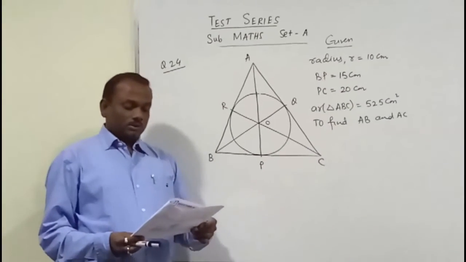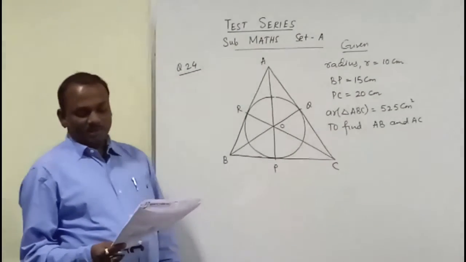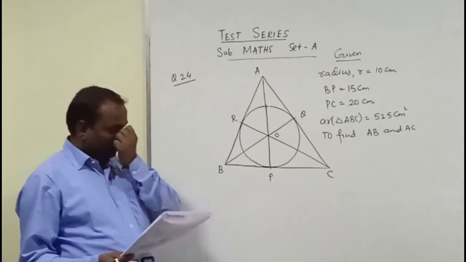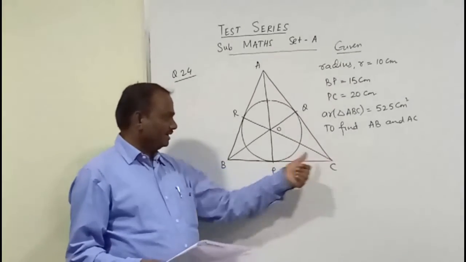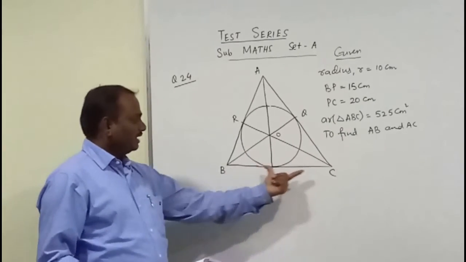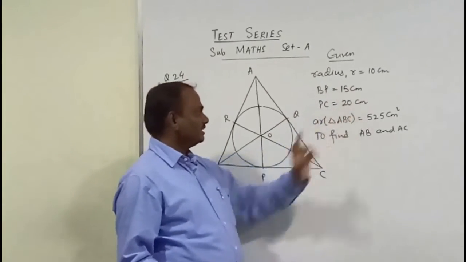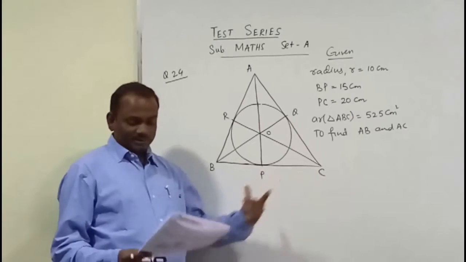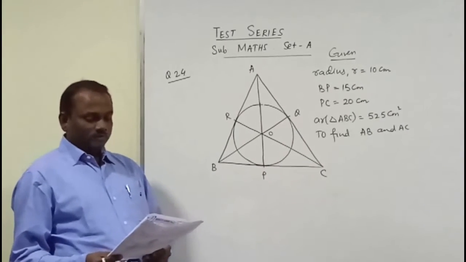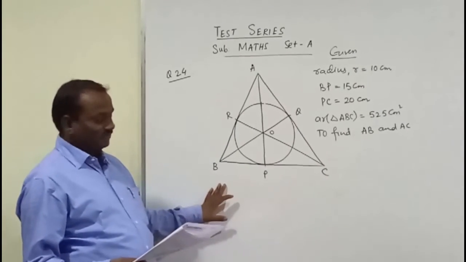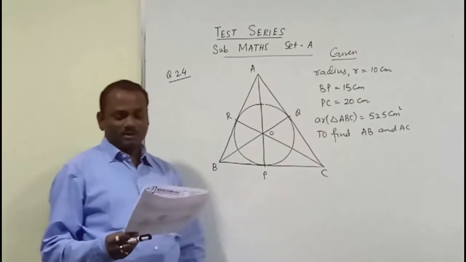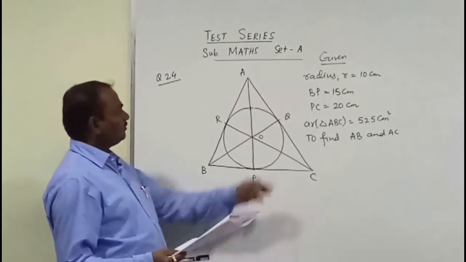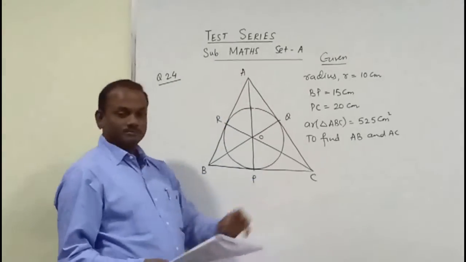Now, such that the segments BP and PC into which BC is divided by this point P are given as, here we can see 15 and 20 cm. This is 15, this is 20 cm. Now, if the area of the triangle is given as 525, the whole triangle's area is given as 525 cm square, we need to find the length of AB and AC.